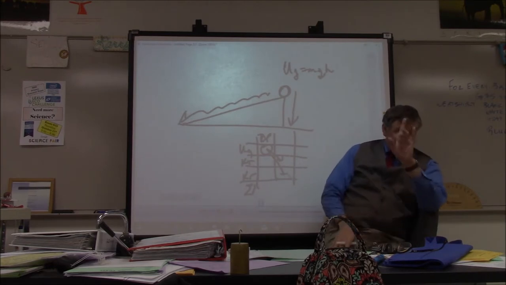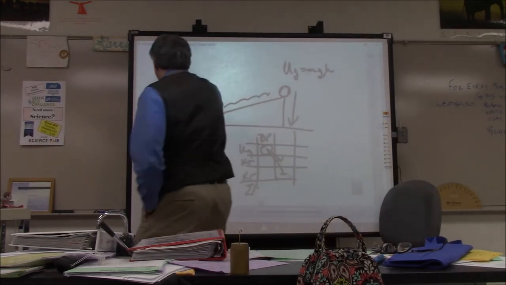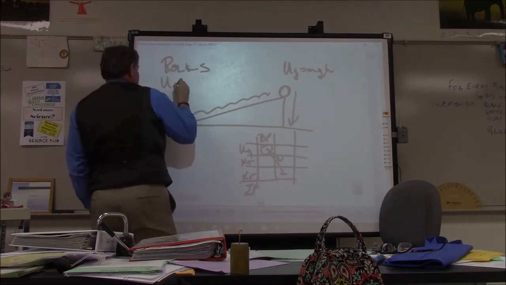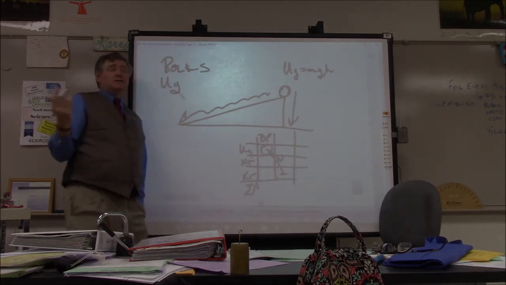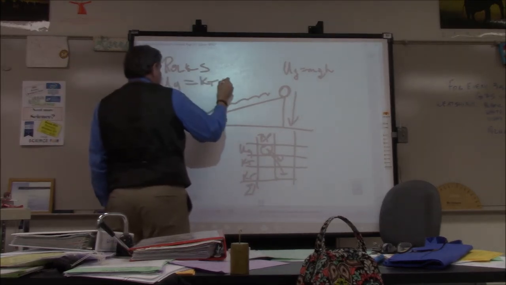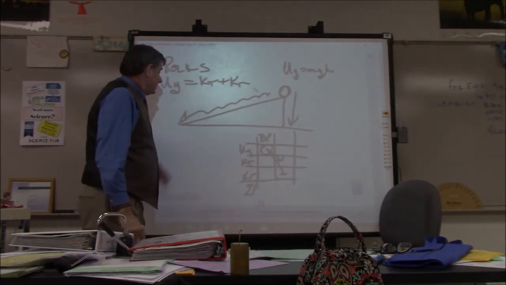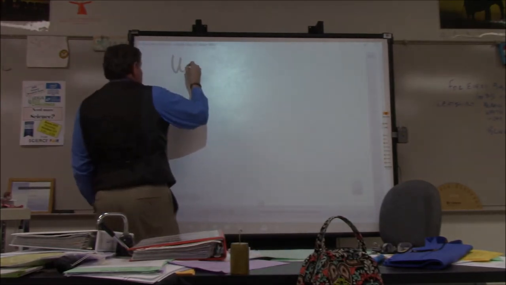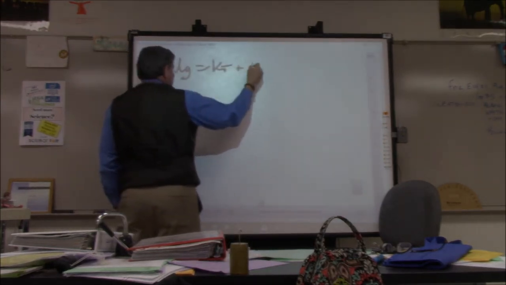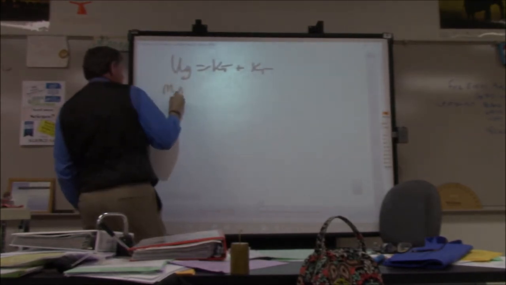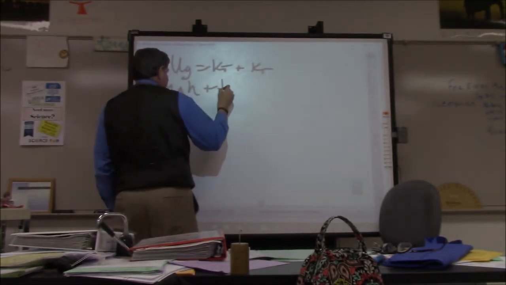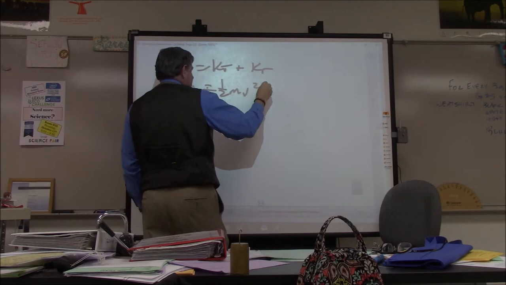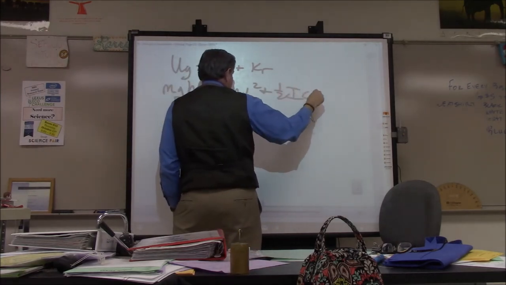So here's the trick. This is if it rolls. U_g is going to equal what? The sum of two things, which is going to be? K_T and K_R. That's what this thing is going to add up to. Now, I'm going to rewrite this on another page so I've got a lot of room. So, I've got U_g equaling K_T and K_R. So this is going to be mgh. Kinetic energy is 1/2 mv squared plus 1/2 I omega squared.